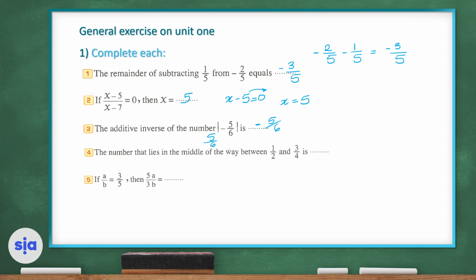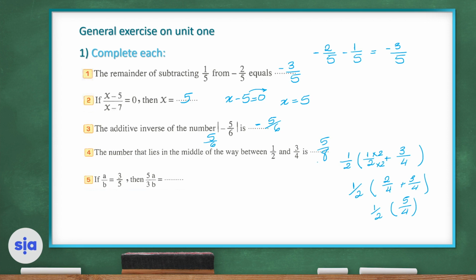Question 4. The number that lies in the middle of the way between half and 3 over 4. How do you calculate the number that is halfway? It's half multiplied by half plus 3 over 4. So, in order to add this, we multiply by 2 up and down. So, it's half times 2 over 4 plus 3 over 4, which is half times 5 over 4. So, the number in between is 5 over 8.